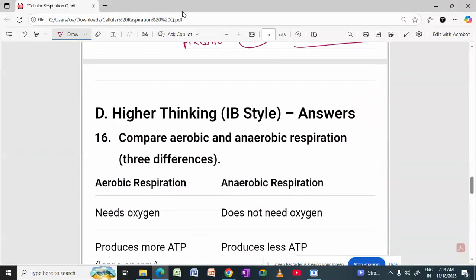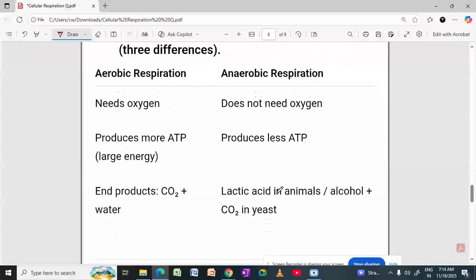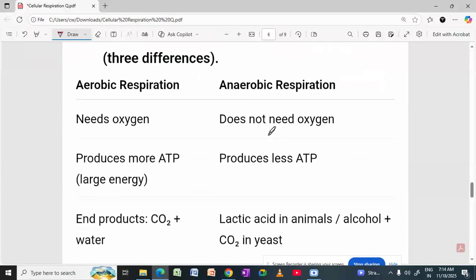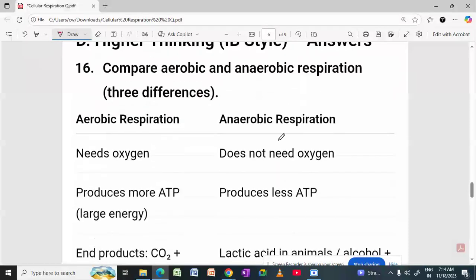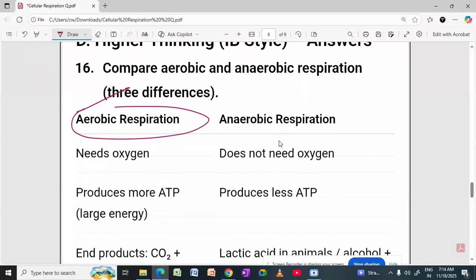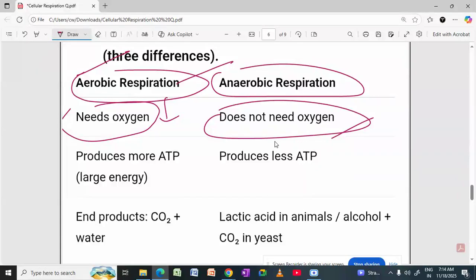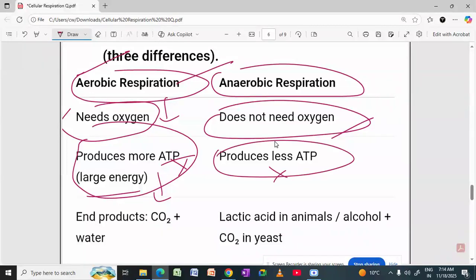So next are the higher-order thinking answers. Compare aerobic and anaerobic respiration: any three differences? First you understand, then I will give you time to write down. Aerobic respiration, first we know that it needs oxygen. Anaerobic doesn't need oxygen. Since oxygen is required, it produces more ATP. If more ATP, then more energy, or I can say large energy. Anaerobic respiration has less ATP, or I can say less energy.